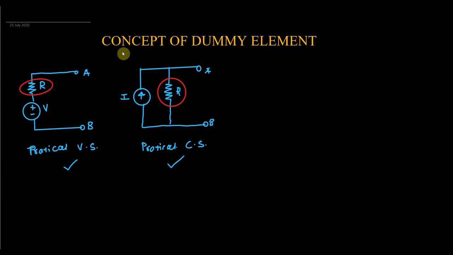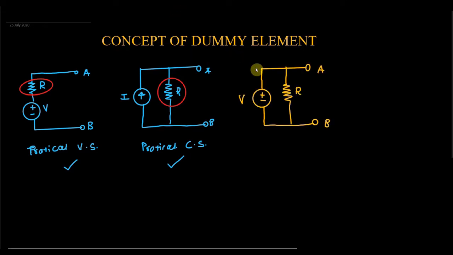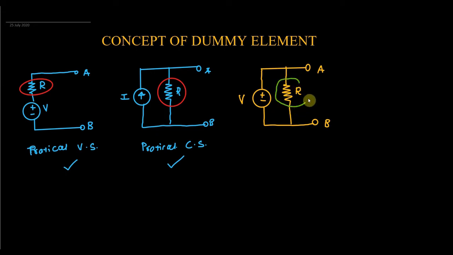Now we have to understand the concept of dummy element here. So I am considering one diagram here. You can see what we observed here is that this resistance, whose value is R, is now connected in parallel with the voltage source. But ideally the resistance should be connected in series with the source. Here you can observe that the resistance comes in parallel. So definitely this is not the correct circuit. The correct circuit is this one.